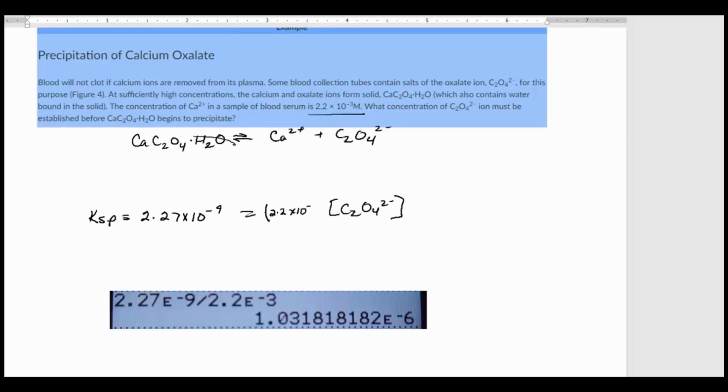And now I can solve for what I don't know. So in order to find the concentration of the oxalate, I take and divide both sides by 2.2 times 10 to the negative 3. And I get an oxalate concentration of 1.03 times 10 to the negative 6 molar. It's at that point that the equilibrium is established and the precipitate will begin to form. Anything greater than that, and you are most assured to have a precipitate.